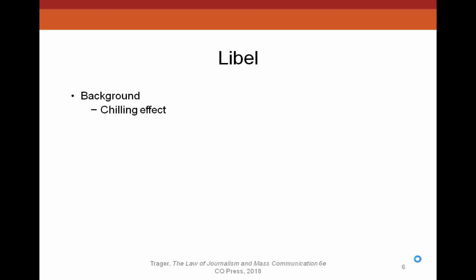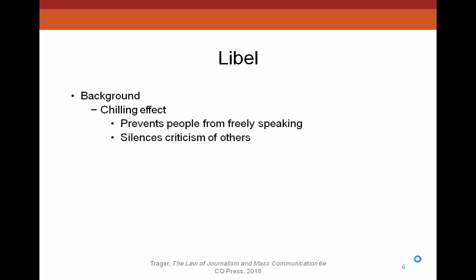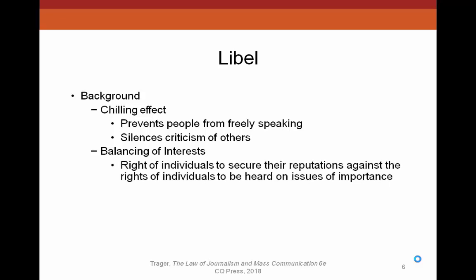So, look, as part of the problems with libel, and especially the way that it was set up, but even now, it creates a chilling effect. It prevents people from speaking freely, and it silences criticism, which kind of flies in the face of the First Amendment and freedom of speech. So there's a balancing of interests. The First Amendment does not give free rein to say anything that you want, and we've talked about that before. But you have to balance the value of individuals' reputations and their right to secure that value against the rights of individuals to speak and to be heard on issues of importance. So there has to be accountability, and there has to be public scrutiny, but that has to be balanced out.